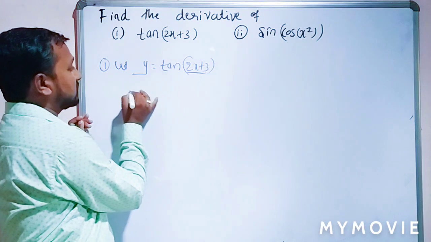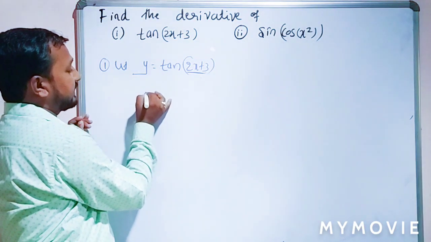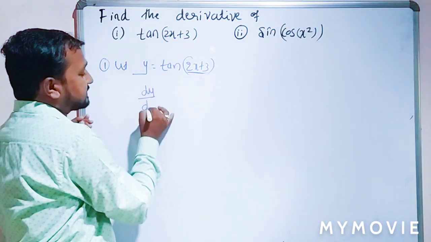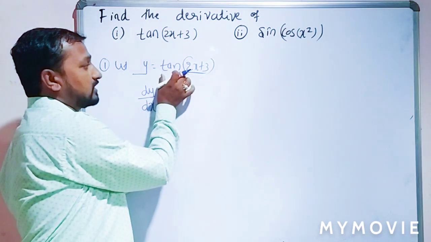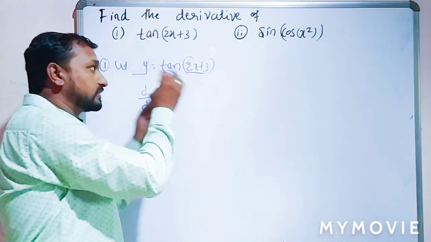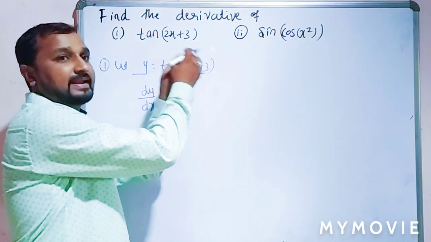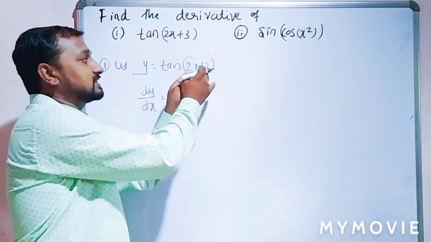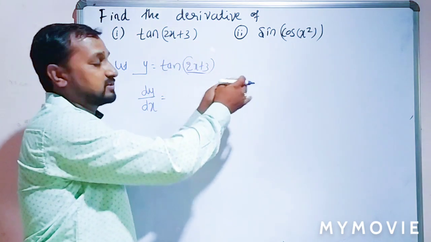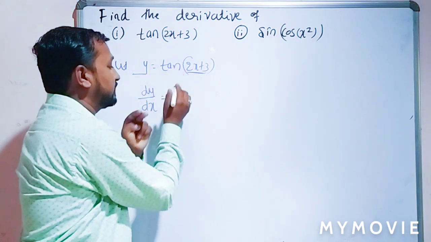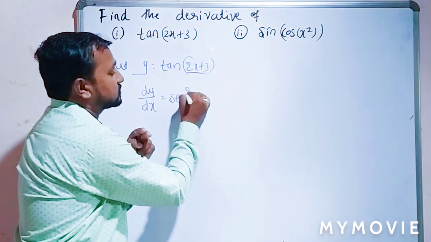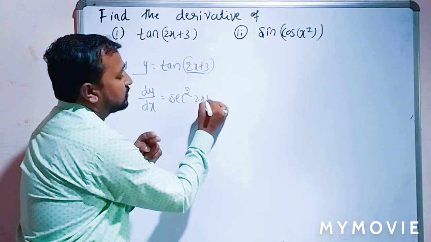First we can write, the derivative dy by dx is equal to, what is the derivative of the tan function? First we can write tan x. What is the derivative of tan x? Then instead of x, what is the function? Then differentiate that function. The derivative of tan x is sec square x. Sec square, what is your x? x is 2x plus 3.